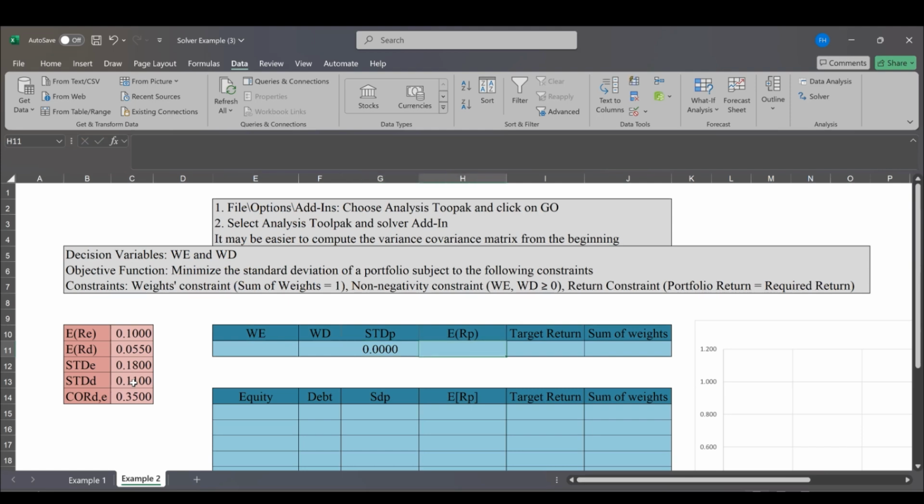Then I'm going to write the expected return formula. So the expected return of my portfolio is equal to WE, so cell E11, times the return of equity plus WD, the weight of debt, times the return of debt.